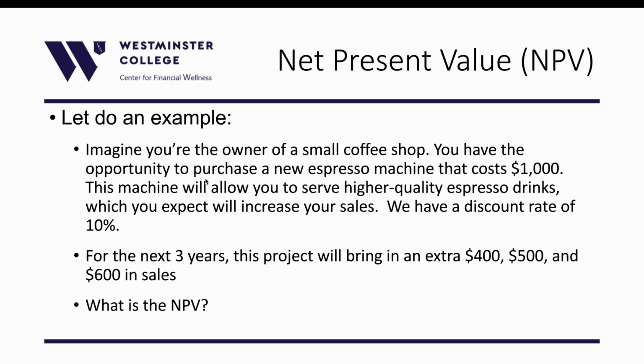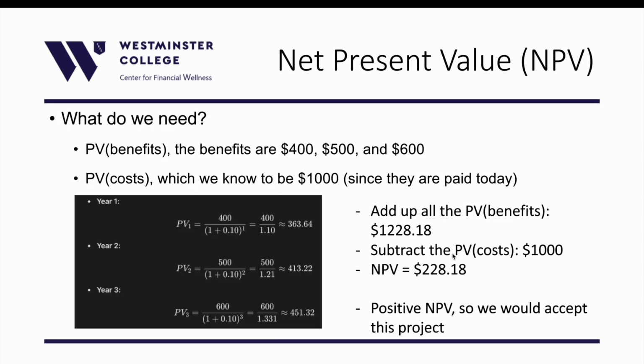Now, as we saw earlier, we'll subtract off the costs. So we subtract the present value of the cost, which we already established was $1,000. Since we will be paying that today, it's already in a present value. So 1,228 minus 1,000 gives us 228. Now, what does this even tell us?